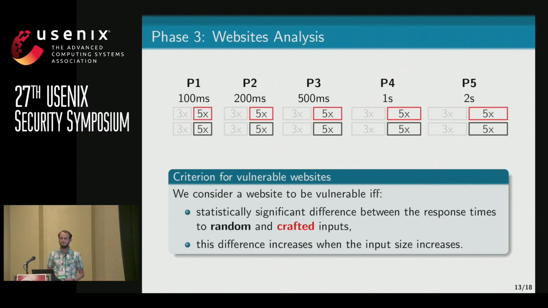And we consider a website to be vulnerable if by sending these payloads in increasing order, we observe a statistically significant difference between the crafted and the random input. And this difference increases over the payload size, sorry. So as we increase the payload size, the difference should increase.